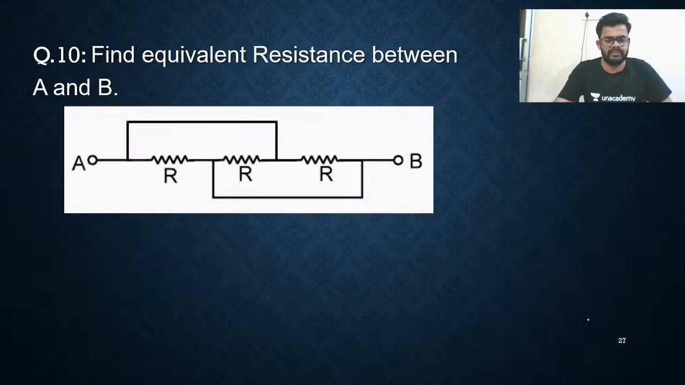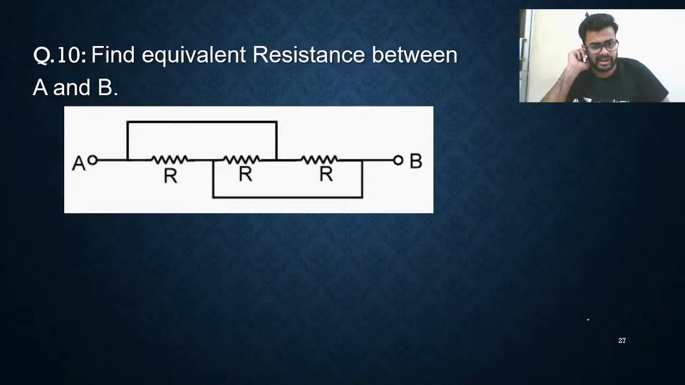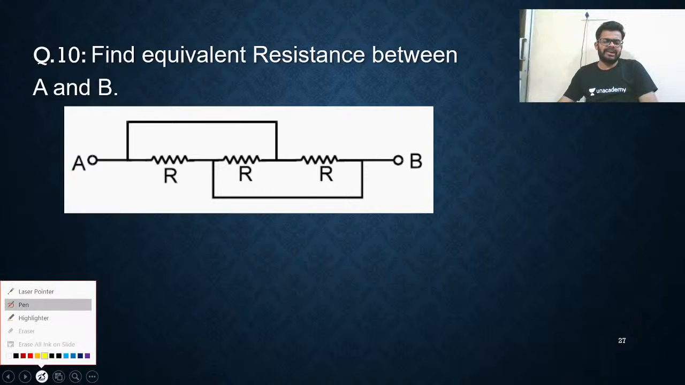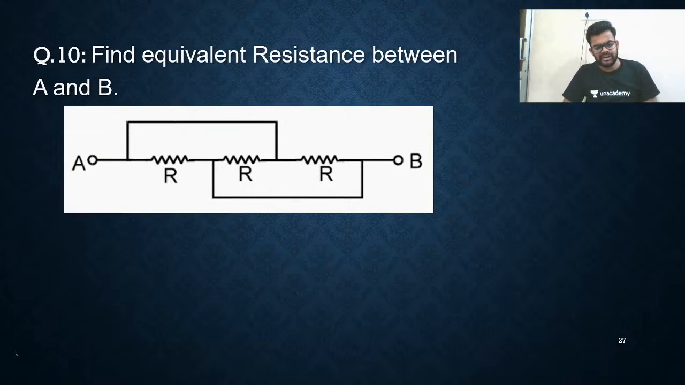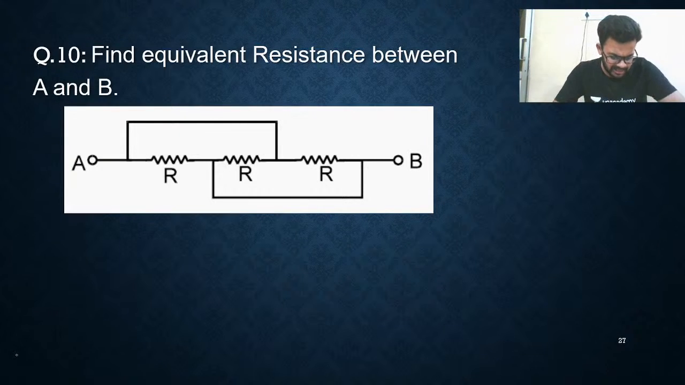Very, very good. The next question is in front of you. Find the equivalent resistance of the circuit. You can see it is short circuited. I told you what a short circuit is in the previous classes. Here, this circuit is short circuited. You need to find the equivalent resistance between A and B terminals.